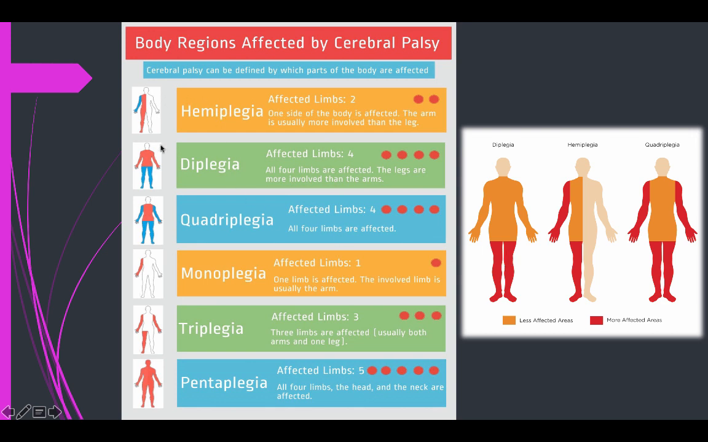Again, another way here to look at it. So monoplegia, we can see just one limb is impacted, and with CP, that usually is just an arm. Triplegia, usually both arms and one leg for CP. And pentaplegia, which you don't really hear too often, is all four limbs, the head and the neck, but people usually just call that quadriplegia.